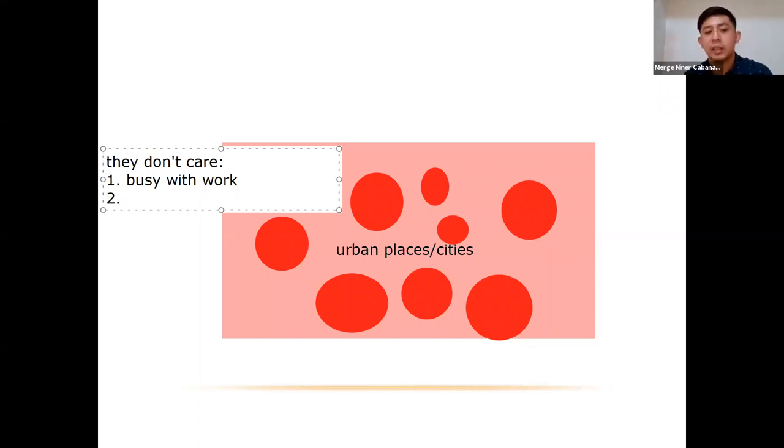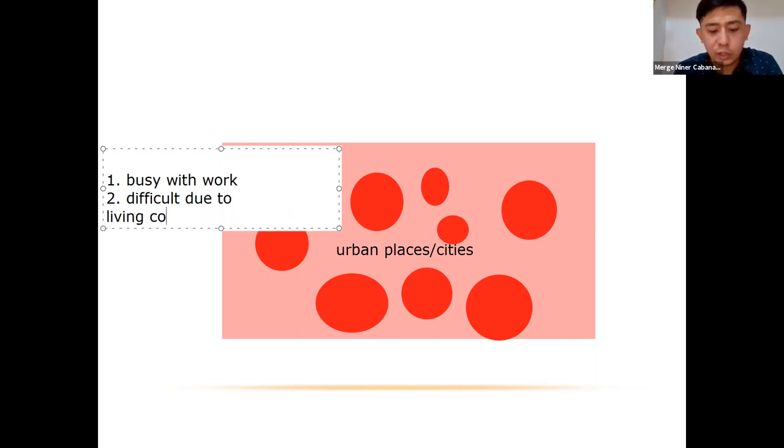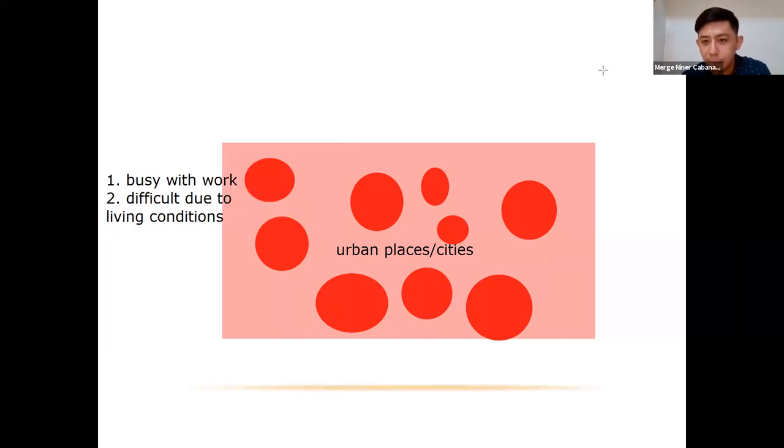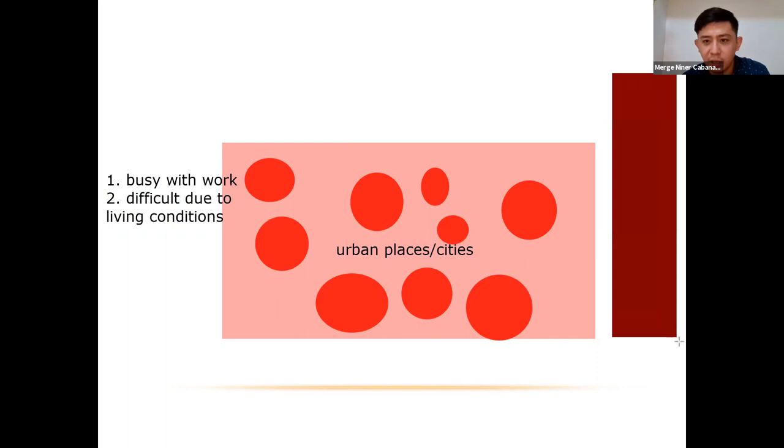Next idea. Why people in different places, in urban places, don't know their neighbors is because it's difficult for them. Difficult due to living conditions. Kasi imagine mo, all right, when you say difficult, because of living conditions, this is what I mean. Okay? Let me draw a building here. All right, go natin blue. So I'm drawing a building here.